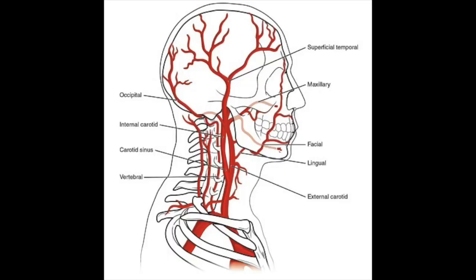And then this is superior thyroid artery, ascending pharyngeal artery, lingual artery, facial artery, maxillary artery, occipital artery, posterior auricular artery, superficial temporal artery. What is the most common type of benign parotid mass? That'll be a pleomorphic adenoma. And then you may also be asked, what is the most common type of malignant parotid mass? It is a mucoepidermoid carcinoma.